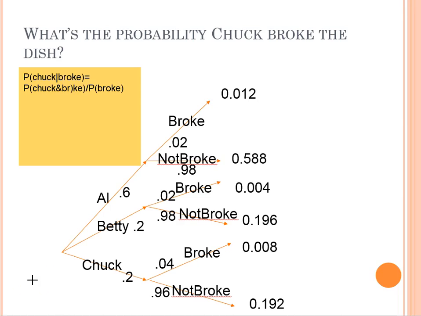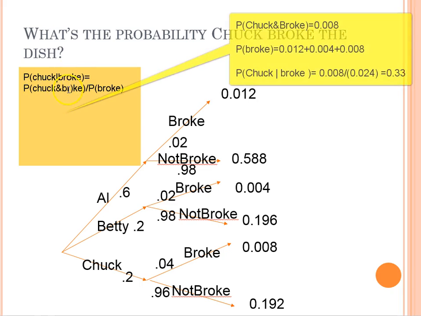So we can think about the formula in this way. We want to know what's the probability that Chuck broke the dish, knowing that the dish was broken. So what we're going to put on top is the probability that we selected Chuck and the dish broke. So that is 0.008. That's the only way that Chuck could have broken the dish.